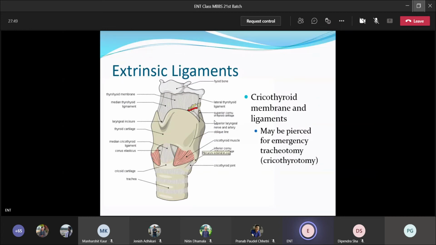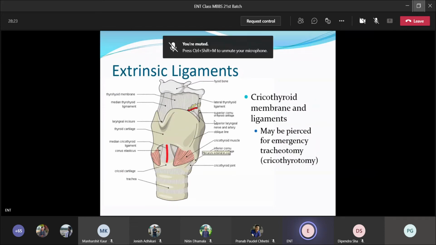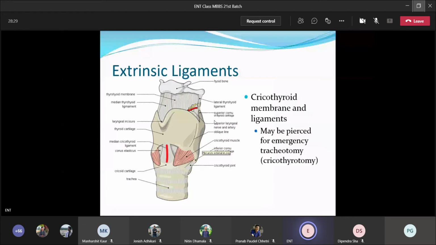Look at the diagram. Above is the hyoid bone, the lateral thyrohyoid ligament, the superior cornu of the thyroid cartilage, the superior laryngeal nerve and artery, an oblique line, the cricothyroid muscles, inferior cornu, cricoid cartilage, trachea, and thyrohyoid membrane, median thyrohyoid ligament, laryngeal prominence, thyroid cartilage, median cricothyroid ligament, and the conus elasticus, which is shown, and the cricoid cartilage.